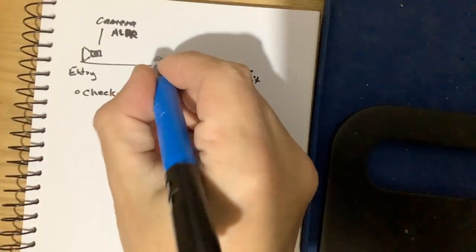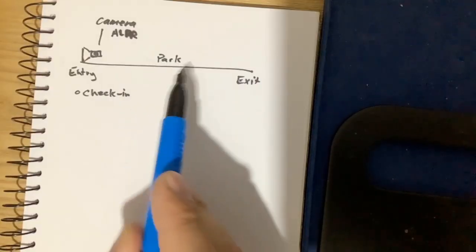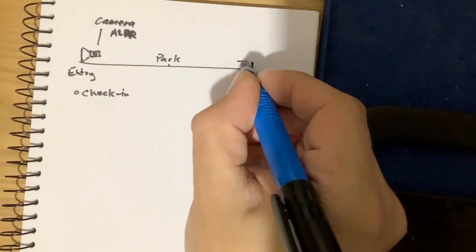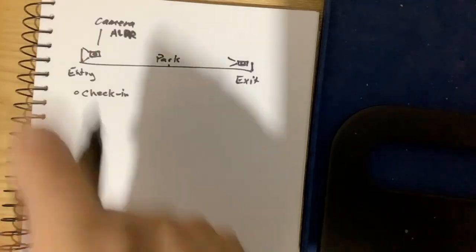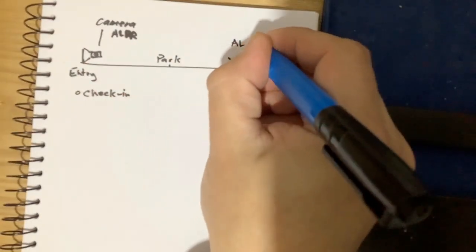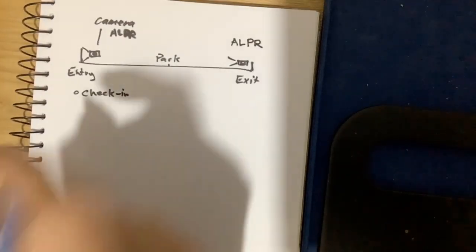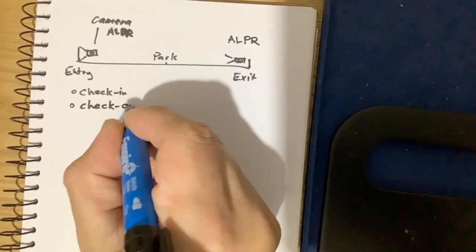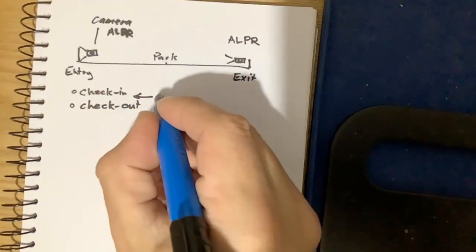Then they will park somewhere in here. So they'll move along. They will park. At some period of time, they will exit here. At this point, we will take another photo, like so. And again, that will be ALPR. And as an event, that will register as a checkout. And so the time in between is our duration. So we'll say duration.